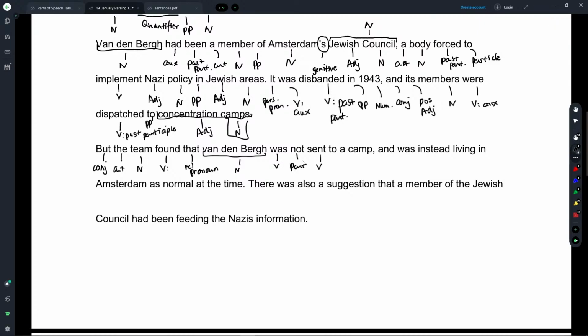Again, we have to look at was again, because I said sent here, and sent is again a passive construction, was sent, which means that this is our auxiliary. Was sent to, preposition, a, article, camp, noun, and, conjunction, in this case a coordinating conjunction, I'll add that here as well. Was, verb, instead, adverb. I was ready to write auxiliary, but we're not there yet. Living, present participle.